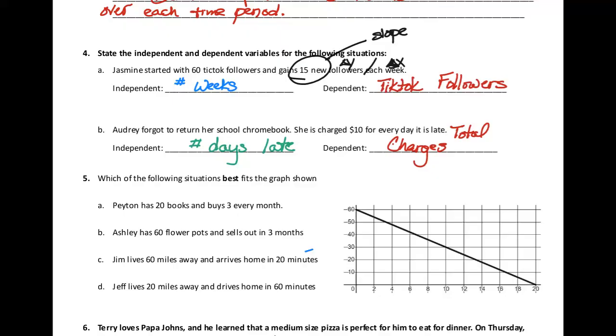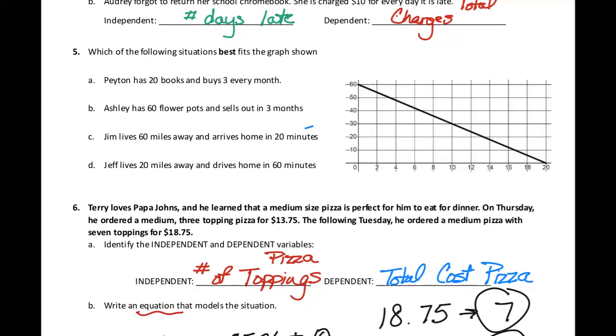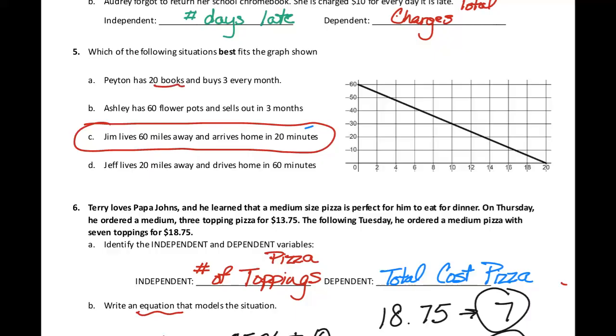Last one. Which of the following situations best fits the graph shown? So some might be C. Jim lives 60 miles away and arrives home in 20 minutes. That one looks pretty good. All right, why do the others not fit then? Well, the first one. Peyton has 20 books and buys 3 every month. Nothing is at 3, so. And he starts with how many books? Well, here it's 20, and here we are starting at 60, so that's not good.